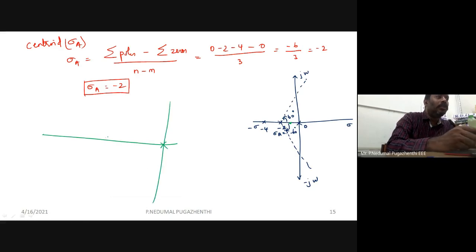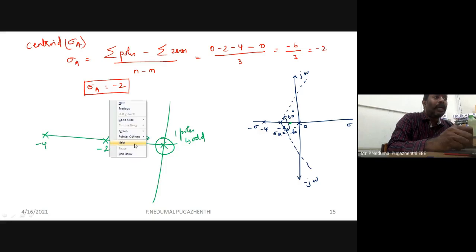This is 0, let us say this is minus 2 and this is minus 4. If I take a test point at minus 1 and look to the right side, I have only one pole, which is an odd number. So I will say that through this point, minus 1, I definitely have a root locus passing.